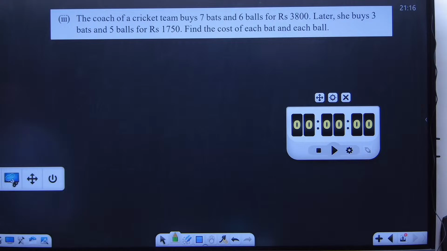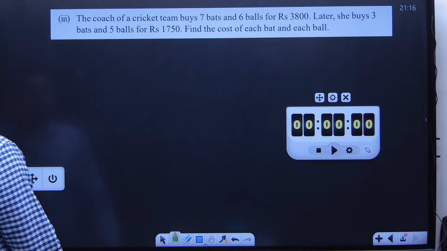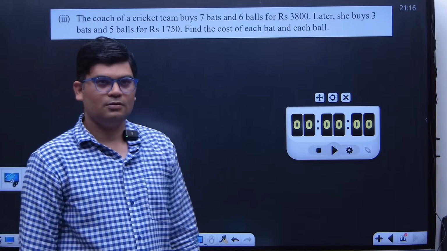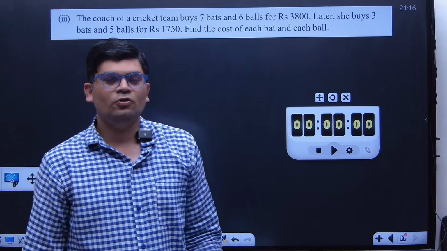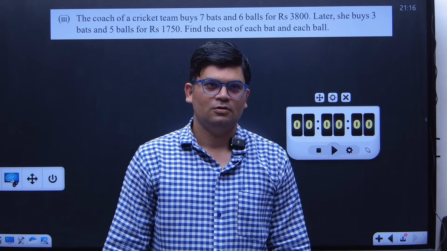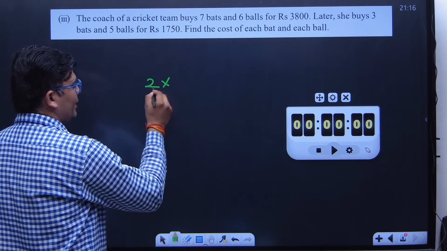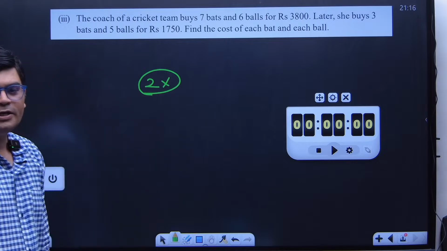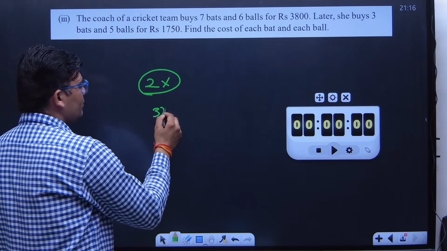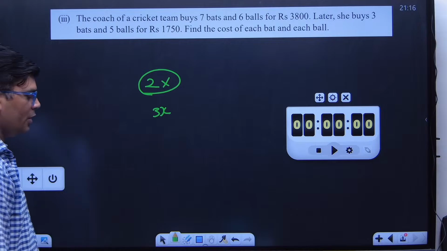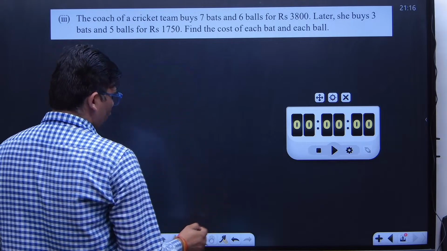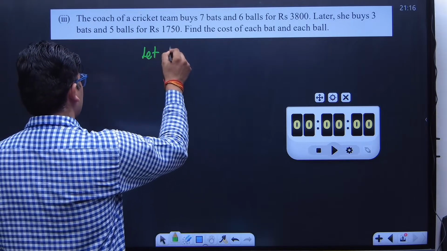The coach of a cricket team buys 7 bats and 6 balls for rupees 3,800. So do you know the cost of one bat? Do you know the cost of one ball? No. Suppose the cost of one bat is x, and if you buy 2 bats, the cost will be 2x. If you buy 3 bats, the cost will be 3x. Okay.